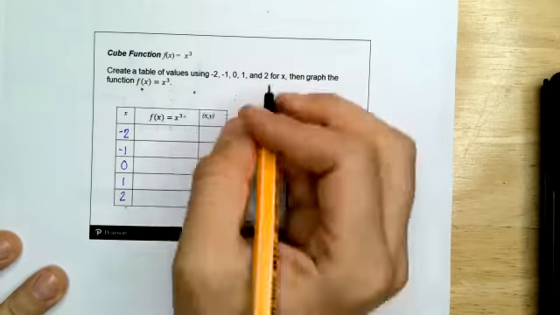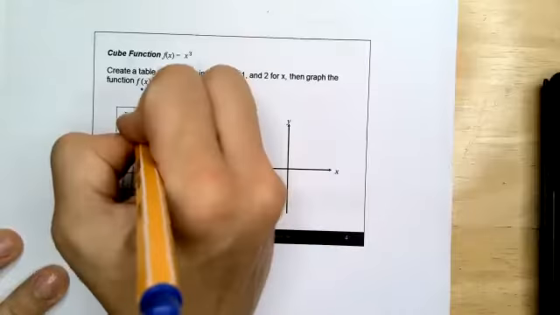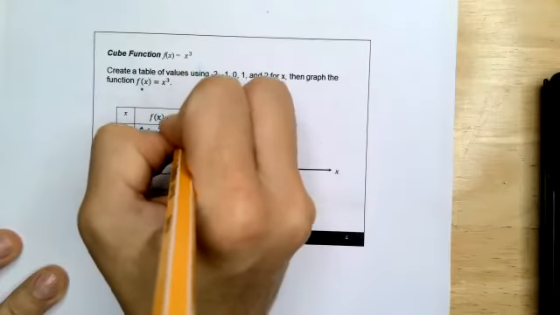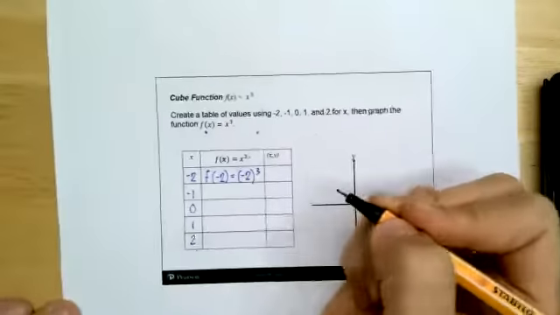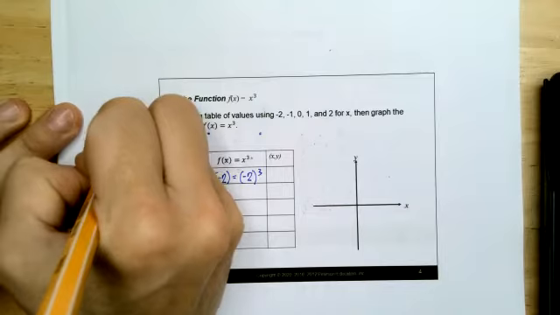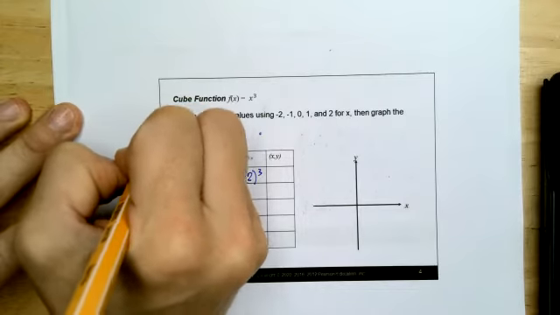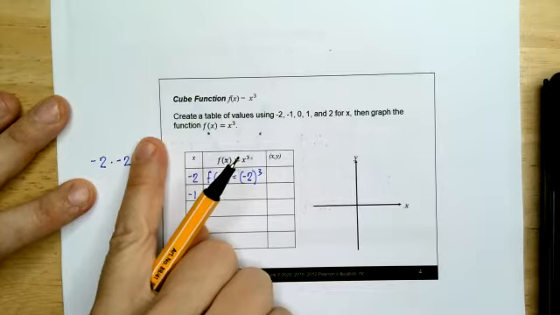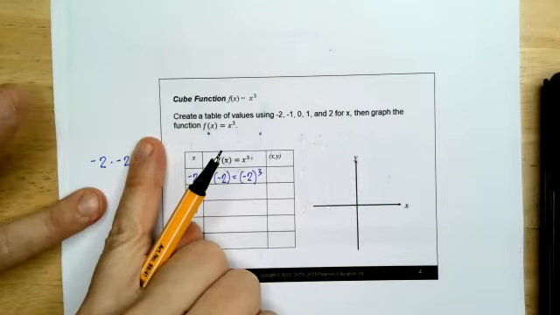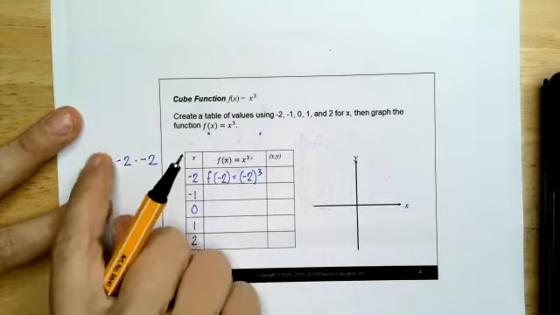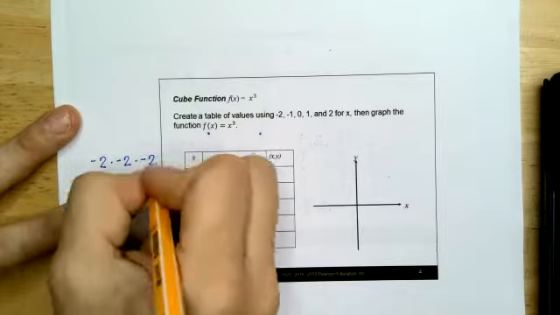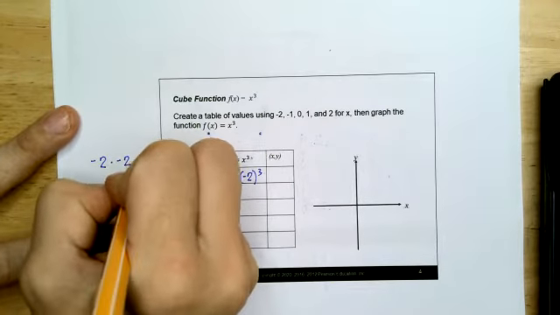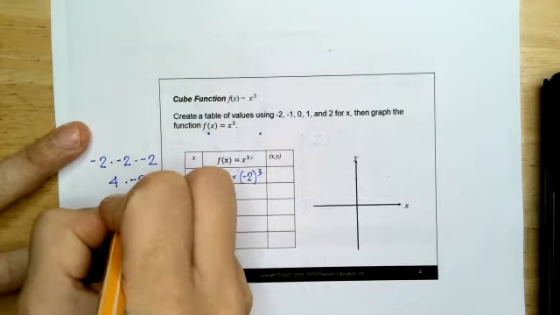Multiply it by itself 3 times. F of -2 is -2 to the third, right? -2 times -2 times -2. So what happens if it was just -2 times -2? If it was just squared, it would be a +4, as we saw on the last problem. But if it's a negative times itself 3 times, -2 times -2 becomes a +4. 4 times -2 is a -8.